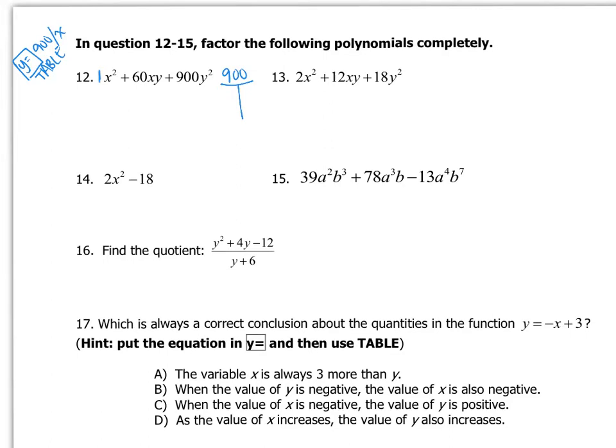So I know that this is going to be 30 and 30, so then we need to put our xy with it because that's what's with our middle term. And then we rewrite x squared plus 30xy plus 30xy plus 900y squared. We got our 4 terms, so now we're going to factor by grouping.